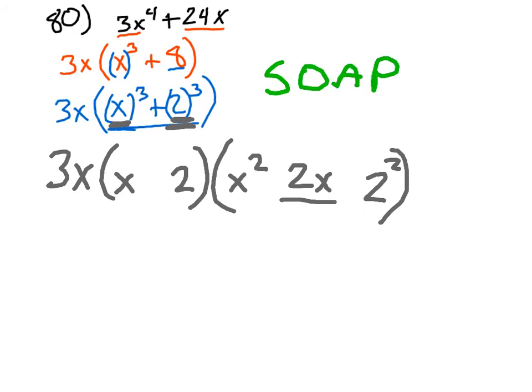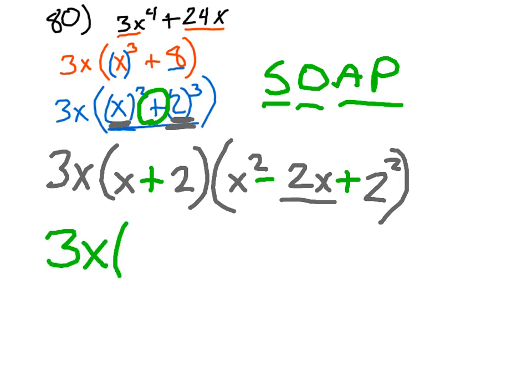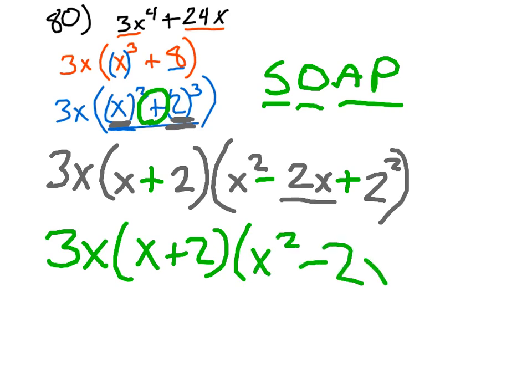The rest of this mystery unfolds just by using the SOAP little helper. So same, first sign is going to be the same as what? Same as the sign in your sum or difference. Was it a sum or a difference? So this was a sum, so we're the same, then we're opposite, then we're always positive. And we'll just do one quick cleanup step here. 3x times x plus 2 times x squared minus 2x plus 4.